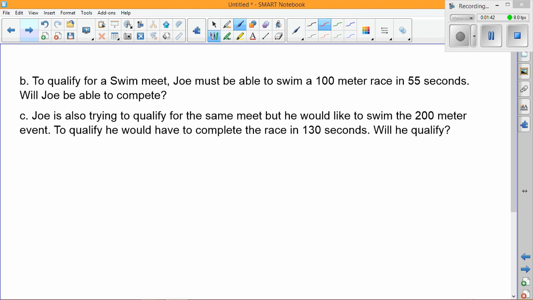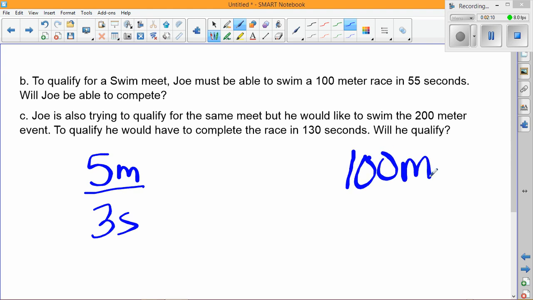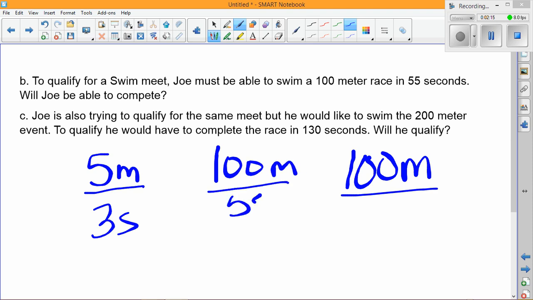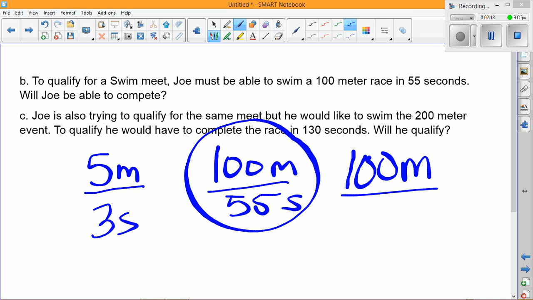Now we have 2 other problems here. To qualify for a swim meet, Joe must be able to swim a 100-meter race in 55 seconds. So we know that he can travel 5 meters in 3 seconds, and he stays at a constant rate. So that means his rate's not going to change. This fraction's not going to change. But we know that we can write equivalent fractions to this. So I want to know, can Joe go 100 meters in 55 seconds? This is my goal. Can he go that fast?